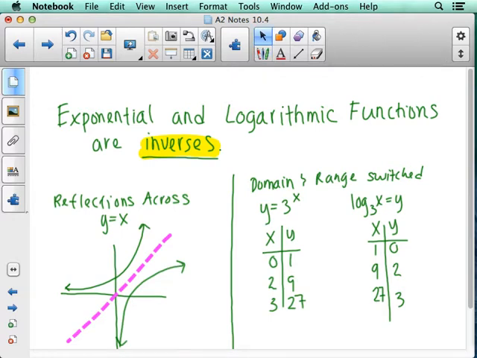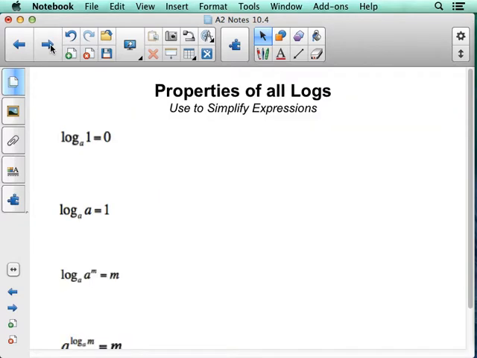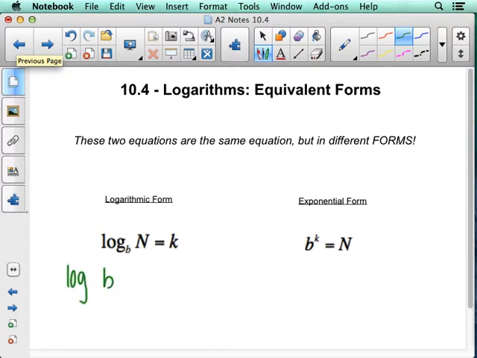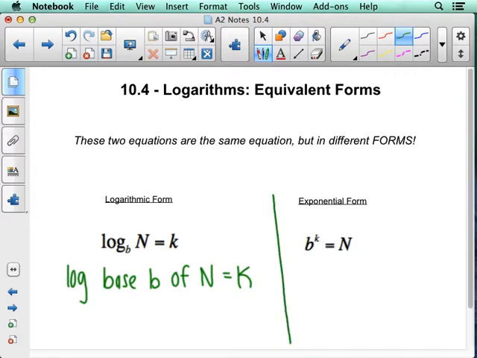But right now the important thing to know is that exponential and logarithmic functions are inverses. They reflect across the line y equals x, and the domain and range are flipped. Here's our definition. These two equations are the same but in different forms. This is logarithmic form on the left and exponential form on the right. You pronounce this log base b of n equals k, and this is just b to the power k equals n.